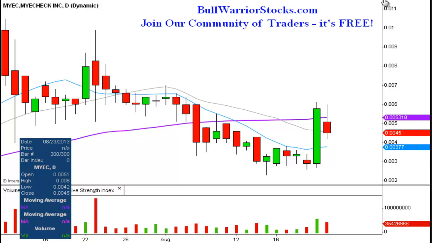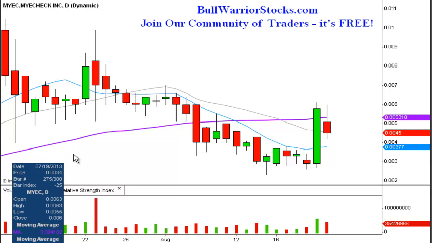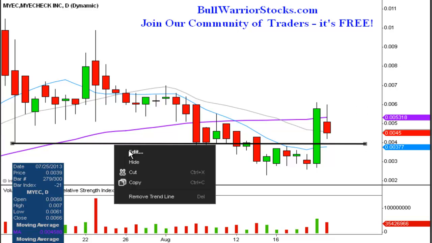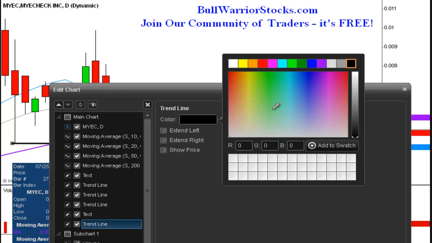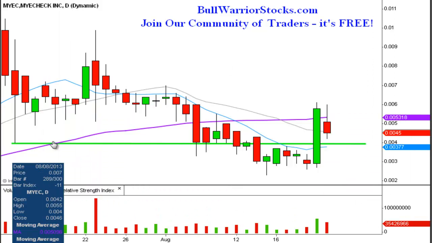So looking forward, what do we want to see hold in terms of supports, and what do we want to see broken in terms of resistance levels? Well, let's start off with supports. The first level of support is going to be right here, and I'll change that to green to represent support. It is going to be from this low back here.